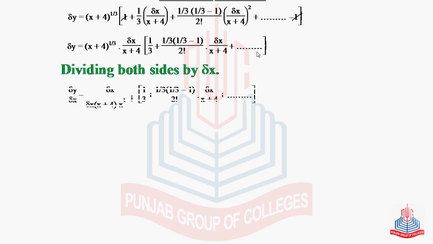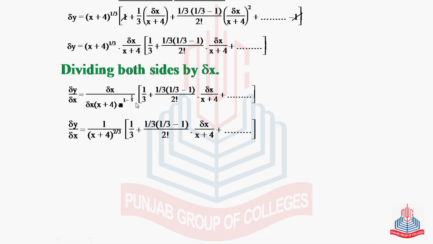delta y by delta x is equal to, this is a division by delta x, and x plus 4 raised to the power 1 minus 1 by 3. Sorry, this is not an x. X plus 4 is the base, so we have power 1 minus 1 by 3, and the bracket portion will remain same. Delta y by delta x, the delta x will be cancelled out. We have 1 over x plus 4 raised to the power, by simplifying this 1 minus 1 by 3, we have 2 by 3, and this bracket portion will remain same.